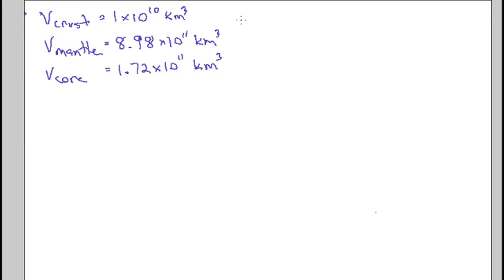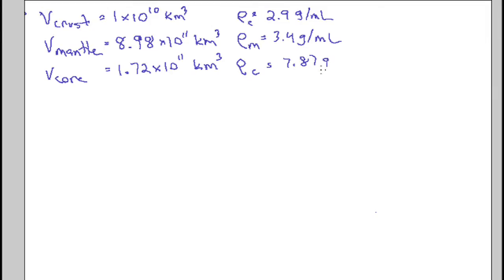A lot of times I will use this Greek letter rho, which stands for density, just as V stands for volume. The density of the crust is 2.9 grams per milliliter. Density of the mantle is 3.4 grams per milliliter. And the density of the core is 7.87 grams per milliliter. And if that strikes you as going from least dense to most dense, that should be the case.